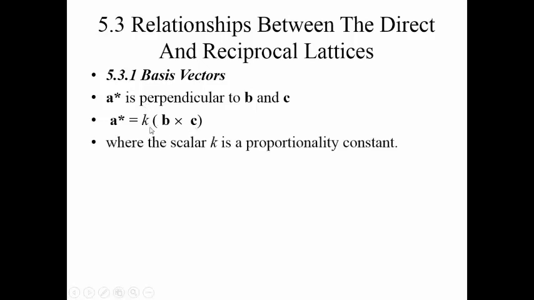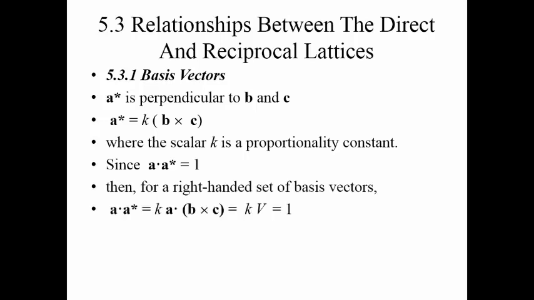If we start out with the basis vectors, a* is perpendicular to b and c, and so the vector a* would be parallel to the cross product of b and c. The only thing we don't know is the scaling factor. But we do know that a times a* is equal to 1.